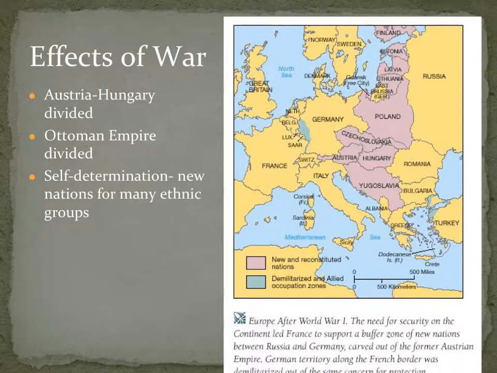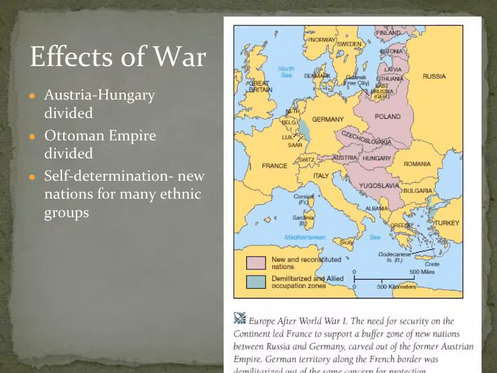And then self-determination. Remember, self-determination is this idea that President Wilson promoted, that people should have the right to choose their own destiny. So it's really going along with nationalism. And there are two empires that fell as a result of World War I. Austria-Hungary was divided up, which I talked about before. And then the Ottoman Empire also fell after the war.